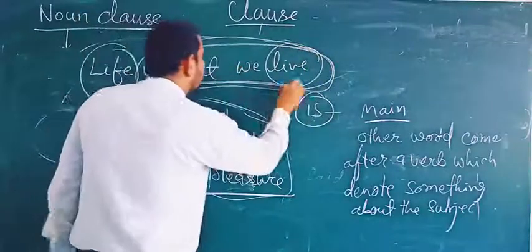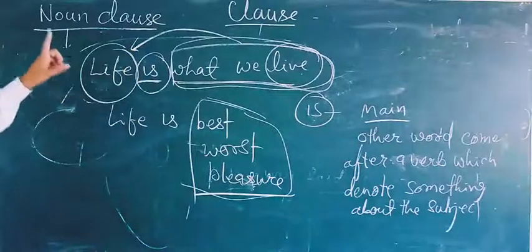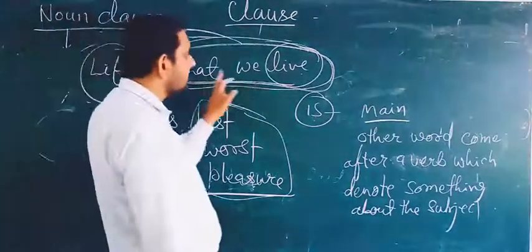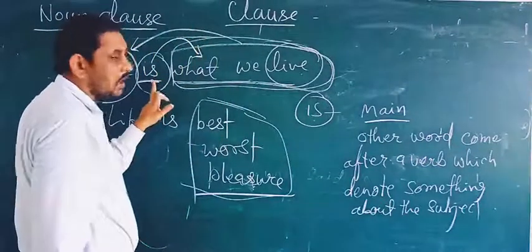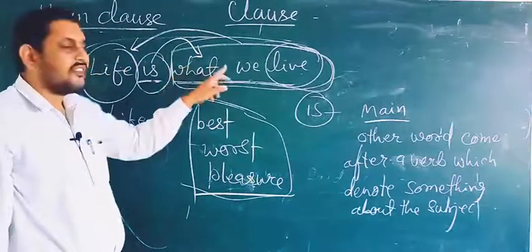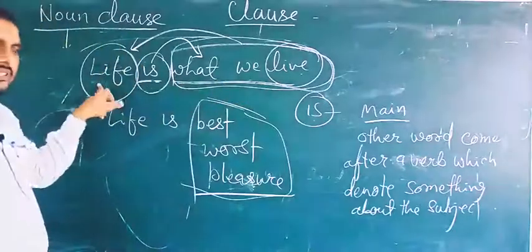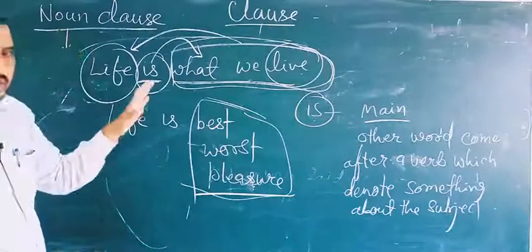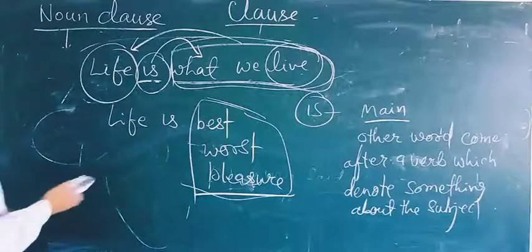All these words are used for the word life. So we can say the group of words is a noun clause, because it comes after the linking verb, the main verb, and it is functioning as a complement, because these words refer to life. So this is an example of a complement, and a noun clause can be used as a complement. Okay, so you can write all this.